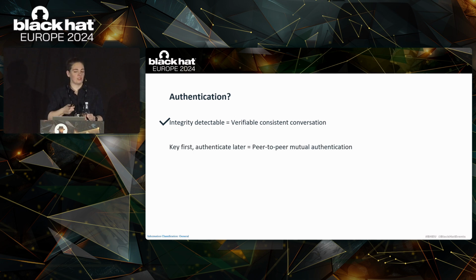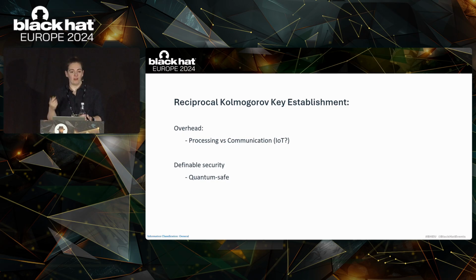That allows us to do something where we create a key first. I don't care who you are. We're going to create a key. And now we are going to authenticate. And so this enables peer-to-peer mutual authentication. And we can also, if we want to, integrate this with PKI. So we have created reciprocal Kolmogorov key establishment.